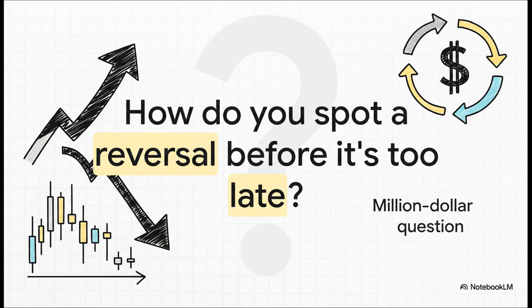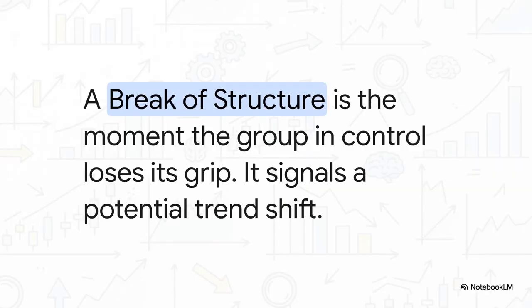How do you spot that reversal before it's obvious to everyone else? How do you get out of a dying trend before you lose your profits? Well, the answer isn't some secret, expensive software. It's right there on the chart for everyone to see. And here it is. It's called a break of structure. You might want to write that down.